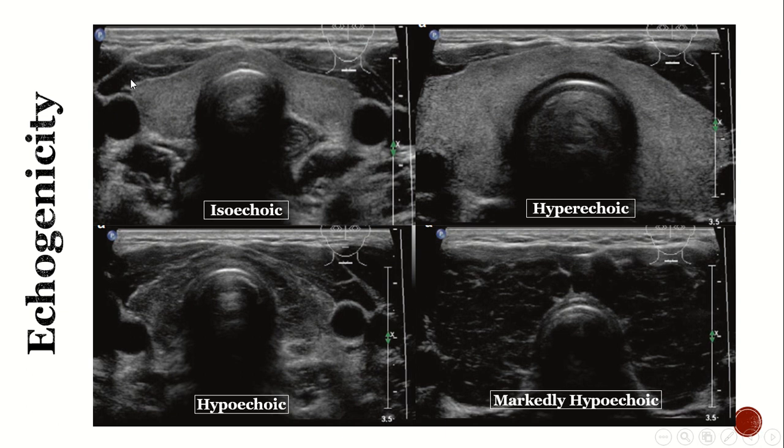If it is slightly brighter than the strap muscles, it is isoechoic. Markedly brighter than the strap muscles, it is hyperechoic. Just similar to the strap muscles, it is hypoechoic, and if it is darker than the strap muscles, this is markedly hypoechoic. We see the hypoechoic and markedly hypoechoic patterns in autoimmune thyroiditis.